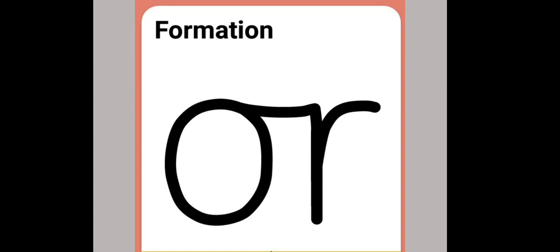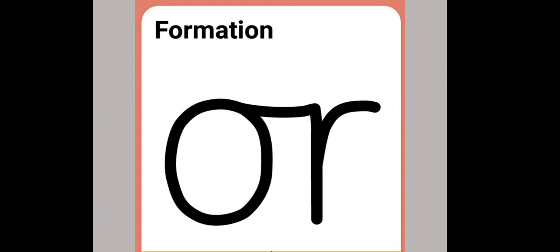Now, these two letters we have, when they are on their own, the first letter says O. And when the other letter is on its own, it makes the sound R. When O and R come together, it makes the sound OR.